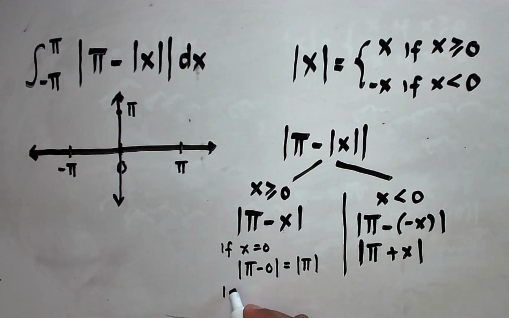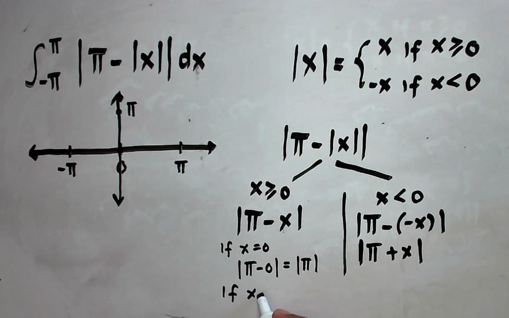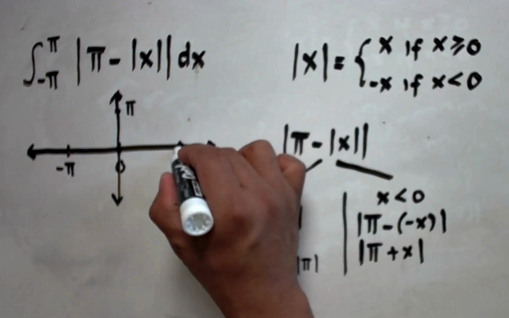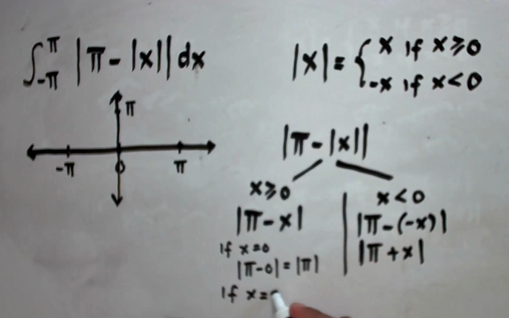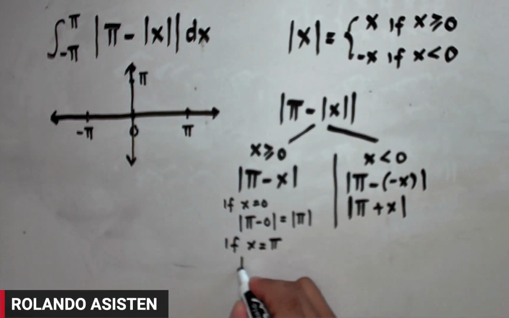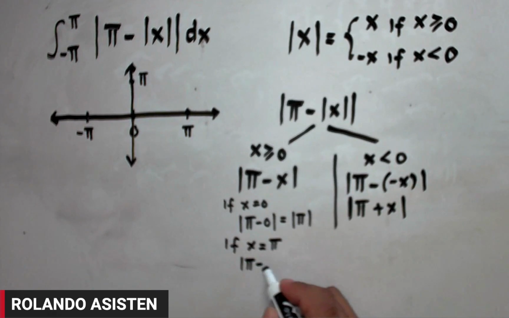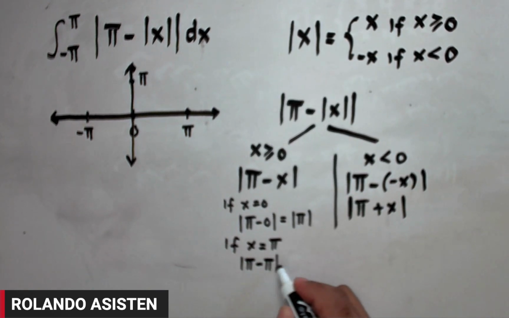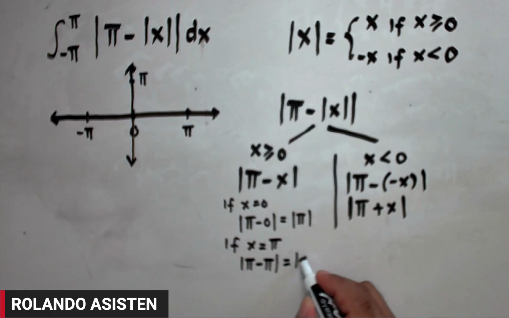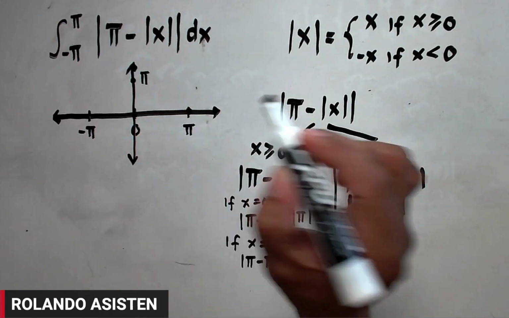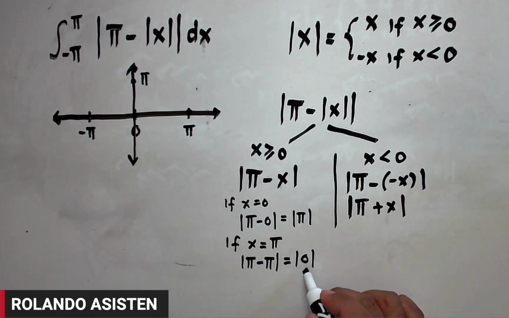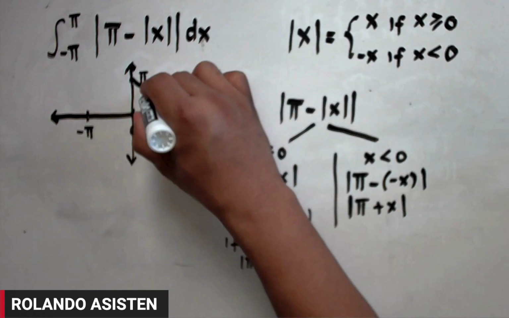Now, if x equals pi, and pi is greater than 0, then the absolute value of pi minus the value of x, which is now pi, is pi minus pi, which is equal to 0. And this is now the point: x is pi, y is 0, and we can now connect these two points.